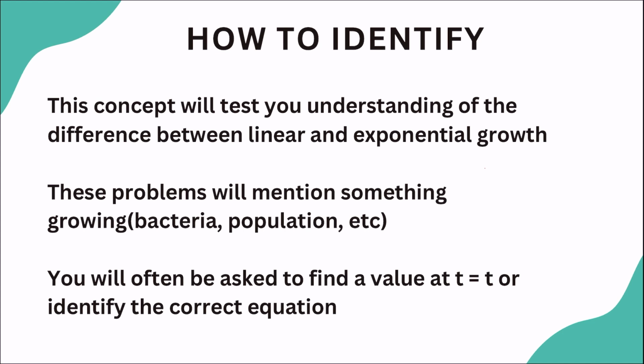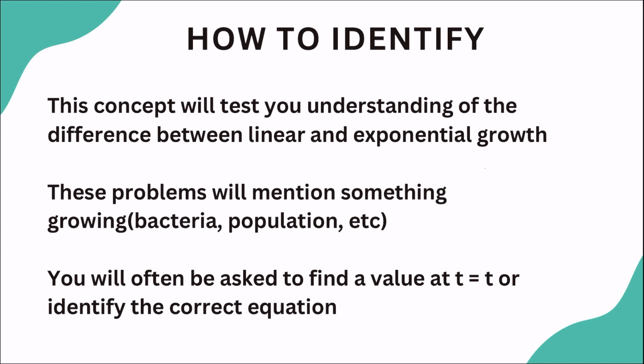So how do you identify these? Well, this concept will test your understanding of the difference between linear growth and exponential growth. These problems will mention something growing. Sometimes it's a bacteria population, sometimes it's a population of people or animals. So if something's growing, it's probably this concept. And you'll often be asked to find a value at time equals maybe 1 day or 2 weeks or something like that, or identify the correct equation.